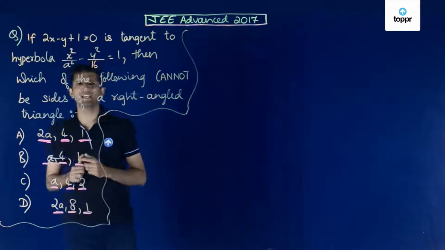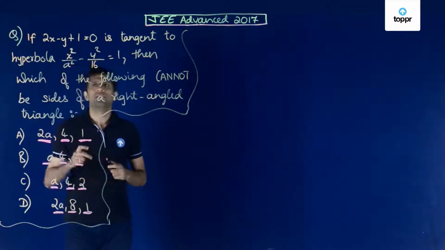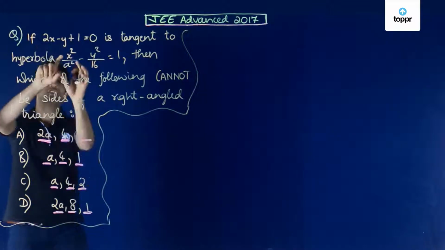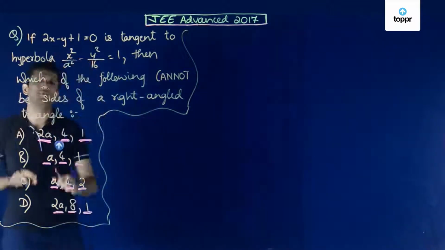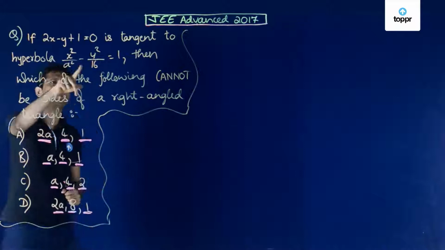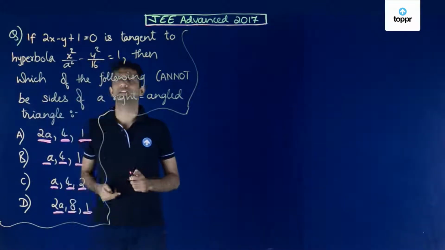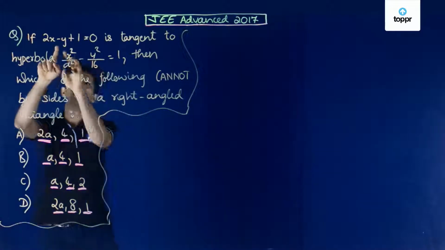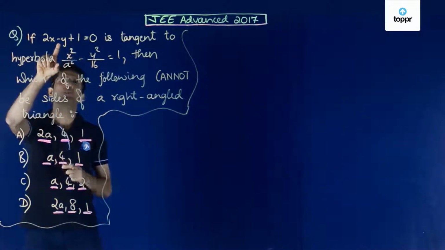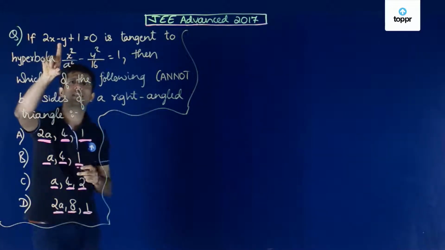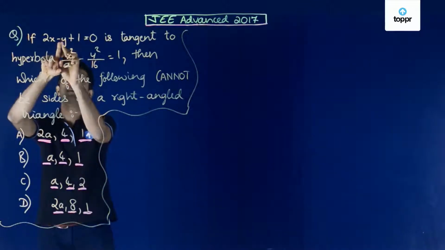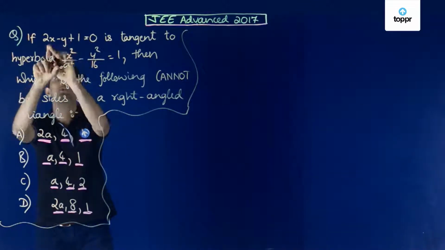So, let's get started. Well, we know that this line is a tangent to this hyperbola, and so to find the point at which this tangent meets the hyperbola, what we do is we solve these 2 equations simultaneously. So we realize that 2x minus y plus 1 is equal to 0, and so we can now substitute the value of y. So we can replace y as 2x plus 1.